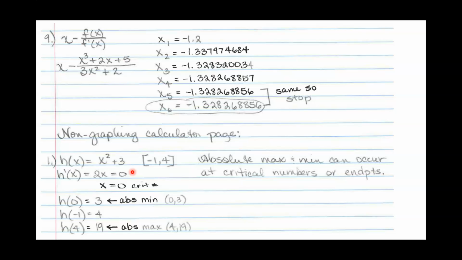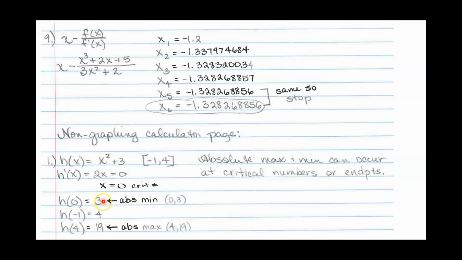So our derivative of x squared plus 3 is 2x. If we set that equal to 0, divide both sides by 2, we'll get x equals 0. And there's nowhere that 2x doesn't exist, so that is my only critical number. So I need to take my critical number of 0 and my two endpoints of -1 and 4, and I need to plug them back into the original equation. I'm looking for the absolute maximum and minimum of the original equation.